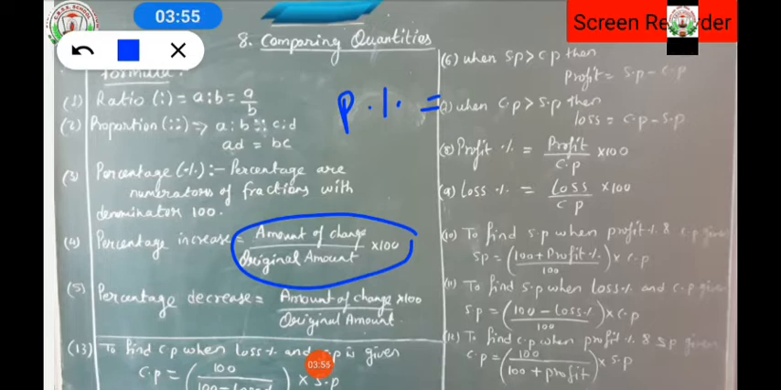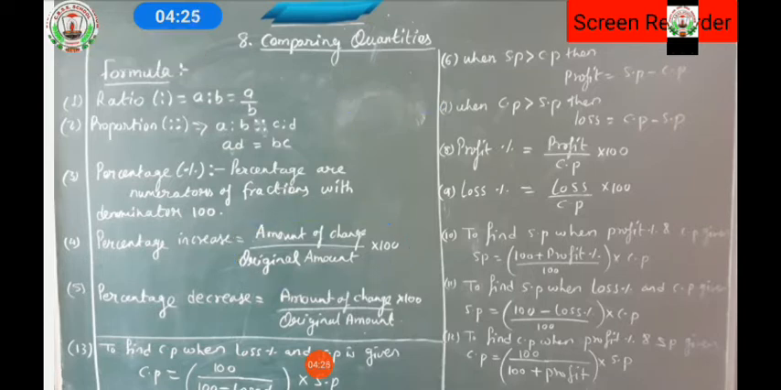Suppose I purchase a pen for 100 rupees and after some time its rate increases to 150. So here the amount of change of that particular pen is being done. That is said to be the amount of change. The price increase or decrease is called the amount of change. In the same way, the second formula is percentage decrease. In that also the same thing is done: amount of change into 100 upon original amount.